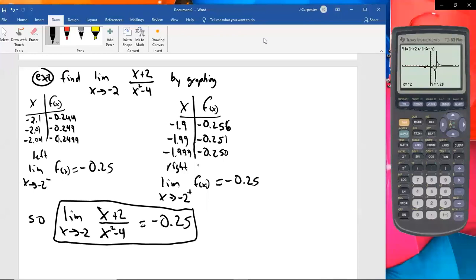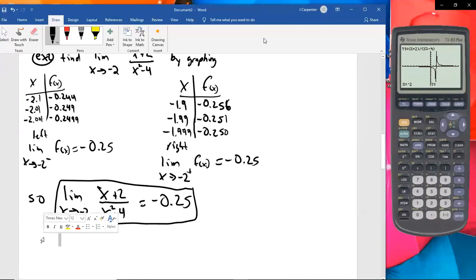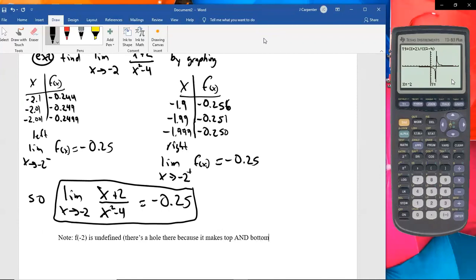Which is super interesting, because when you actually type in negative 2, that output is blank because it's undefined, because there is a hole. So this is one of the first fascinating ideas of calculus. So note, f of negative 2 is undefined. There's a hole there because it makes top and bottom 0. Common factor, which would cancel out if you simplified this. You could factor the bottom as x plus 2 times x minus 2 and then cancel it, and you'd only have 1 over x minus 2. But you have to use the original function when you're talking about restrictions and things like that. You can't reduce things, because then you're missing information.